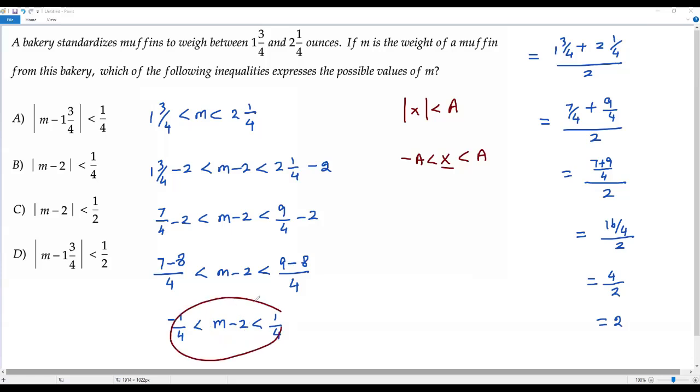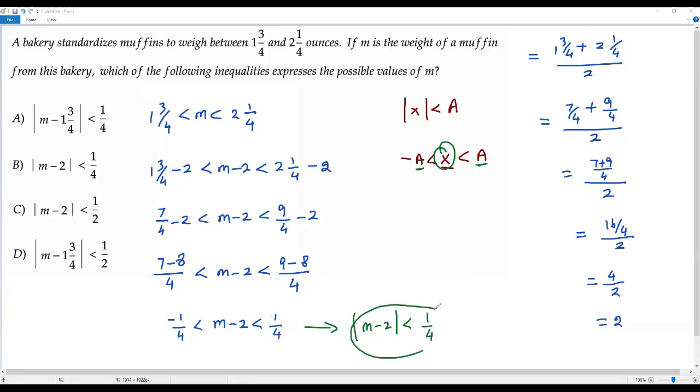So if I want to write this inequality as an absolute value inequality, whatever I have at the place of x has to be taken inside the absolute value. So at the place of x, in the middle, we have M - 2. So this M - 2 should be taken inside the absolute value, less than, and whatever value we have at the place of a has to be taken on the right side. At the place of a we have 1/4, so that should be taken over here. So this is the absolute value inequality that expresses the possible values of M.